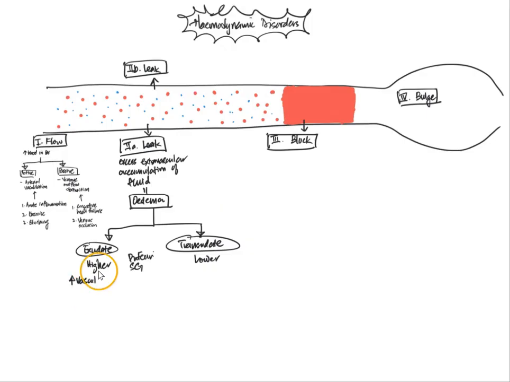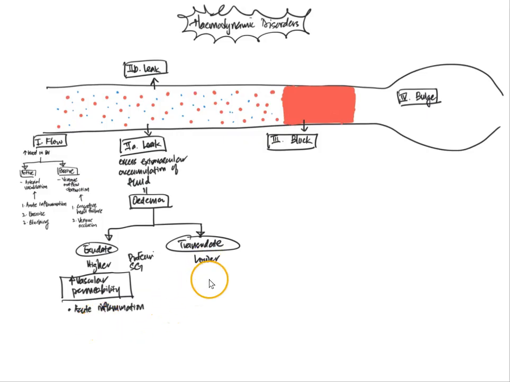In terms of the cause, for exudates, this is usually due to increased vascular permeability. So the vessels become leaky, and again, we can see this in an active process, very similar to hyperemia. So we do see this in acute inflammation.